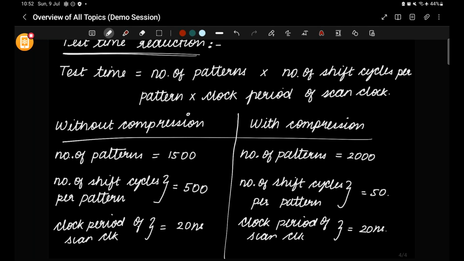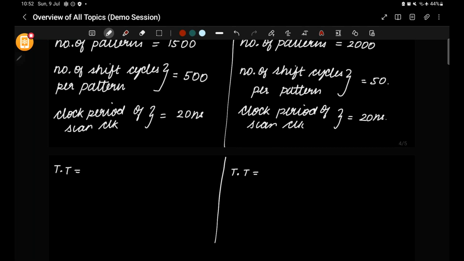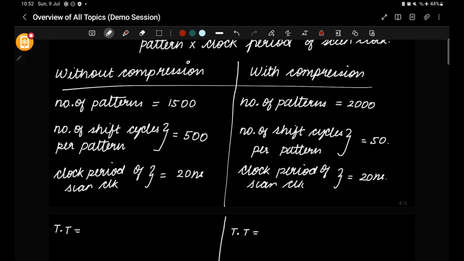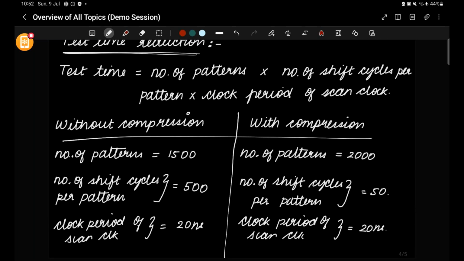You can substitute these values in the test time formula above, for both without compression and with compression, and give the answer in milliseconds. So just substitute all these values in the above example. Then you can give me the test time in milliseconds. We can see that with compression test time will reduce. You can calculate it and put it in the chat box. You can message either Vidisha_laptop or organizers or everyone.